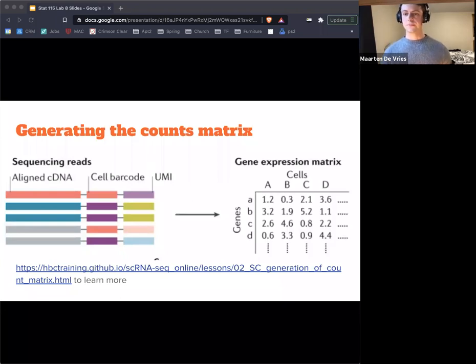So the first step in the preprocessing involves the generation of a gene expression counts matrix from the raw sequencing reads. So again, we have our complementary DNA sequence, a cell barcode that identifies the cell from which the cDNA was amplified, and then we have our UMI that identifies the RNA molecule. And the matrix that you then create comprises the gene expression values for the complete data set, organized by genes as rows, and then the cells as columns.